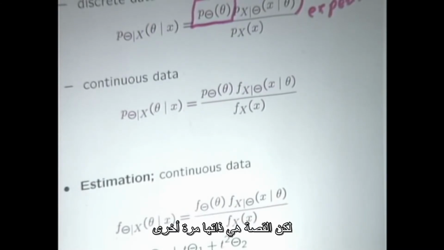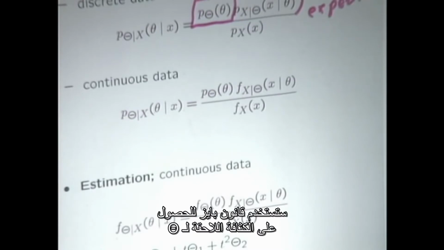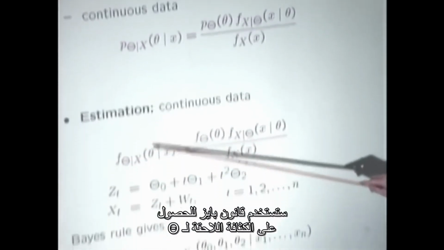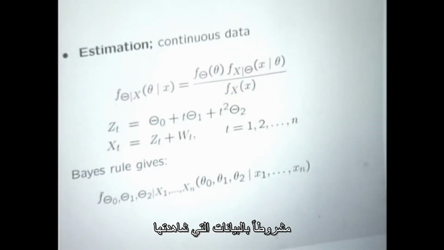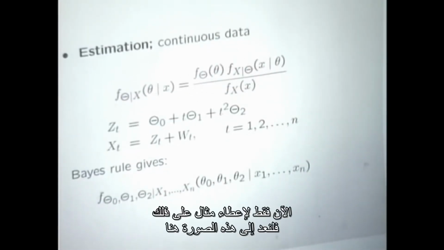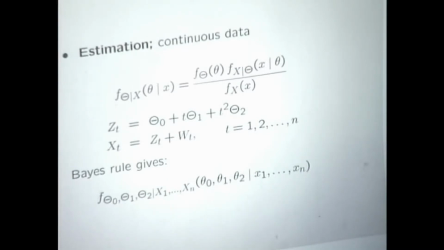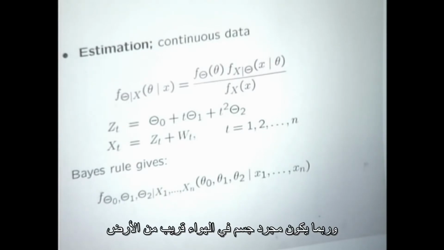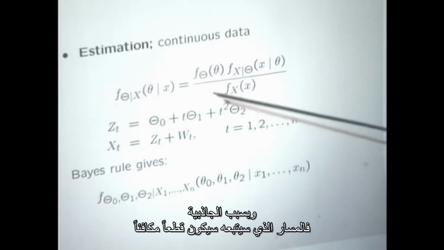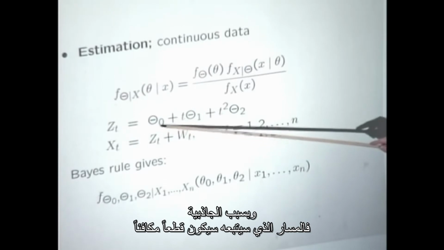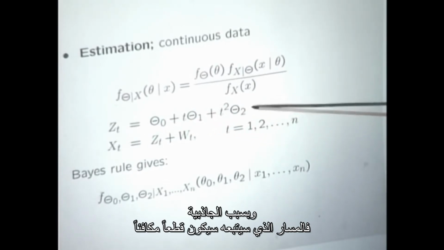But the story is once more the same. You're going to use the Bayes rule to come up with the posterior density of theta given the data that you have observed. Now, just for the sake of the example, let's come back to this picture here. Suppose that something is flying in the air, maybe just an object in the air close to the Earth. Because of gravity, the trajectory that it's going to follow is going to be a parabola.